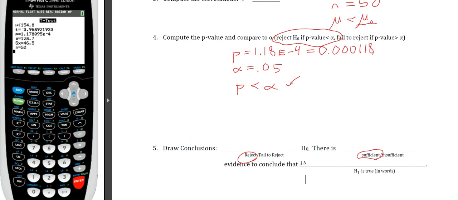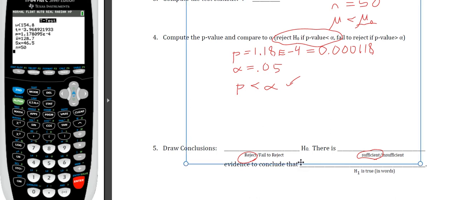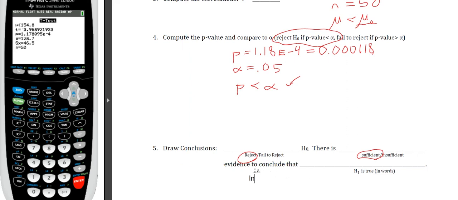I'm having trouble typing that right there. I'll just put it here. That internet users spend less time watching television. All right. So that's our conclusion.